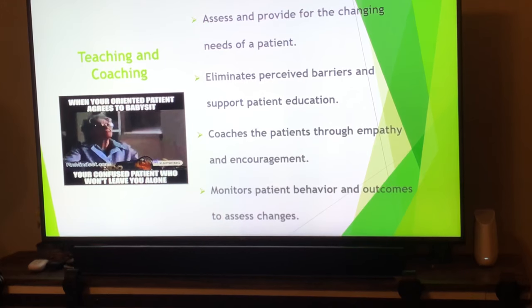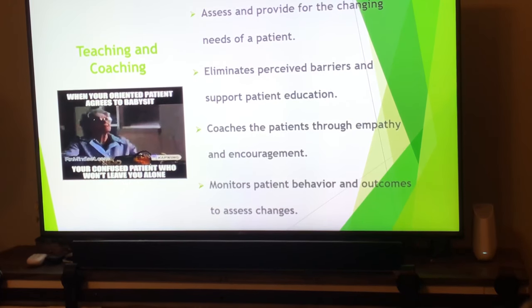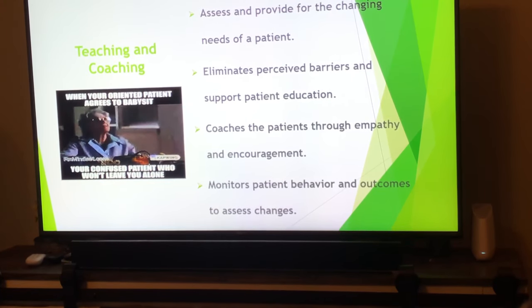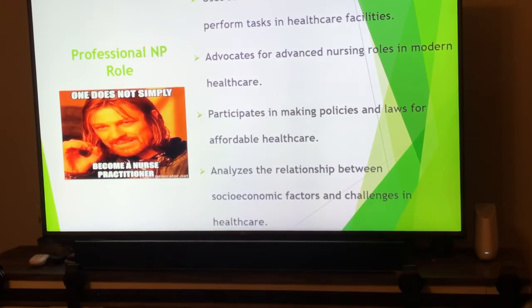to assess changes. When, this is a sign when your oriented patient agrees to babysit your confused patient who won't leave you alone. I like that one. That's a good way to remember.